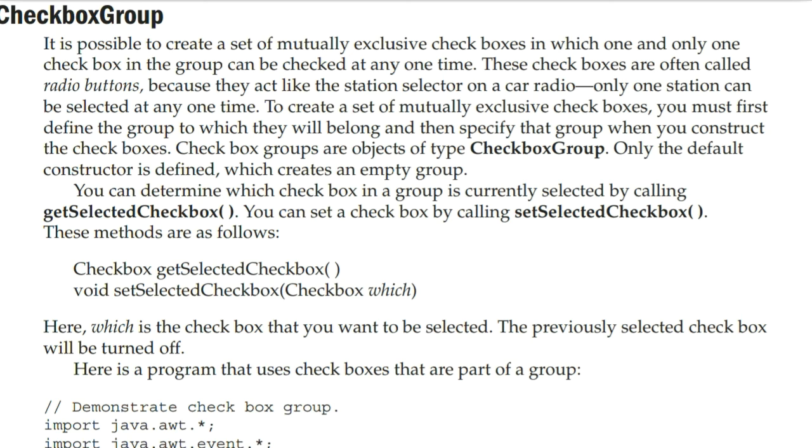You can determine which checkbox in a group is currently selected by calling the getSelectedCheckbox method. You can set a checkbox by calling the setSelectedCheckbox method. These methods are as shown: Checkbox getSelectedCheckbox(), void setSelectedCheckbox(Checkbox which). Here, which is the checkbox that you want to be selected. The previously selected checkbox will be turned off. Here is a program that uses checkboxes that are part of a group.